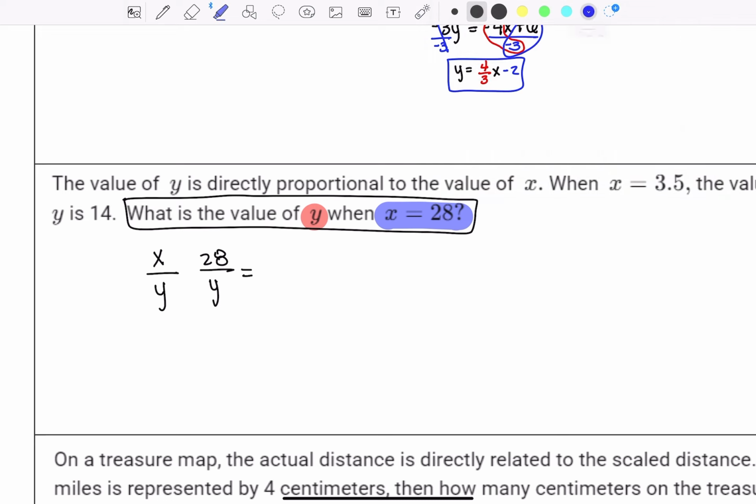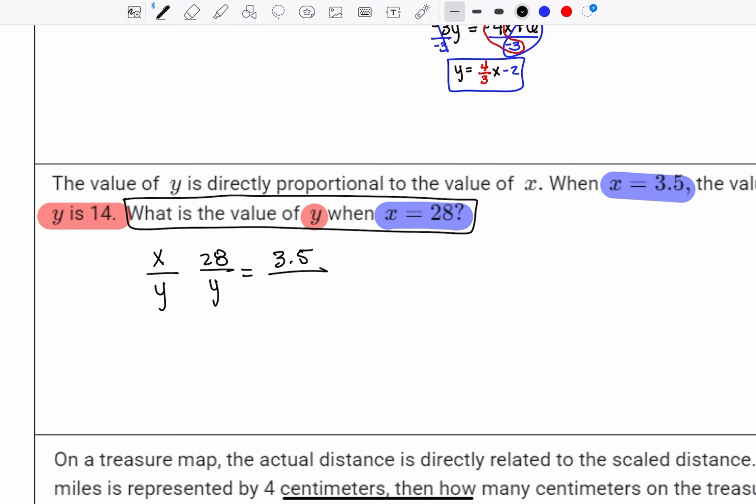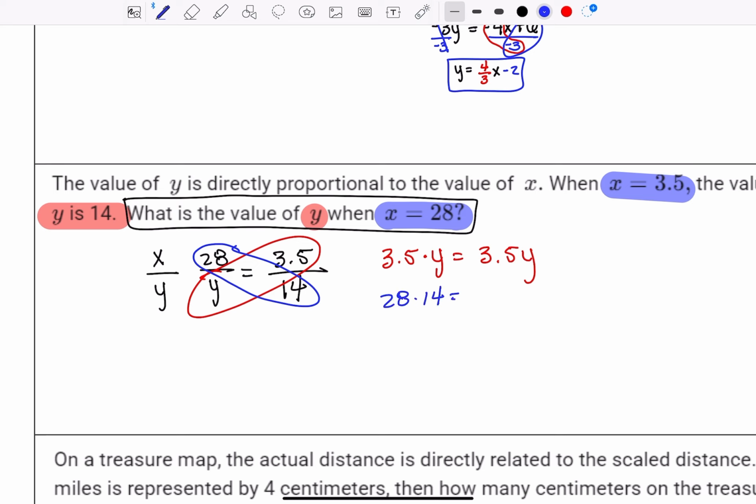So then you go to the rest of the problem, and then you're going to look for the other numbers. Don't read the actual problem, just look for the numbers. So you have x is 3.5. And then the next one that you're going to be looking for is the next number, which is 14. So that's going to go in your denominator. From here, you're going to cross multiply. So 3.5 times y is just 3.5y. And then you're going to have the 28 times 14. So 28 times 14 is going to be 392.